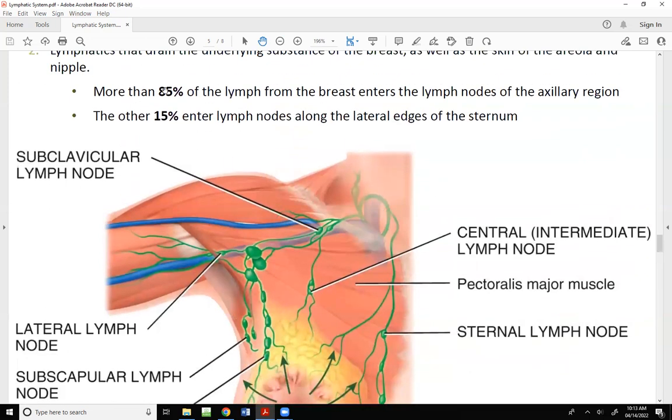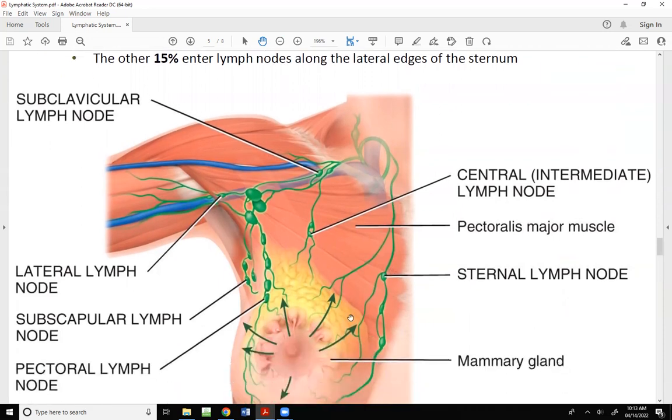Okay, about 85% of the lymph from the breast enters the lymph nodes in the axillary region, and therefore travels in this direction, whereas about 15% travels along the lateral edges of the sternum. And you can see those very nicely in the image at the bottom, but it's not an image I'm going to worry about you knowing.